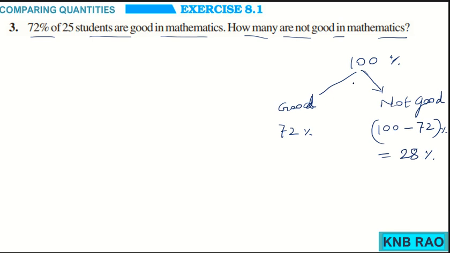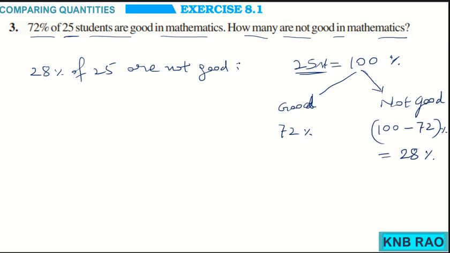So instead of finding how many are good and subtracting from 25, here 25 is considered, that is the total number of students, as 100 percentage. In that 25, 72% are good and the rest, 28 percentage, are not good. So 28 percentage of 25 students are not good in mathematics.